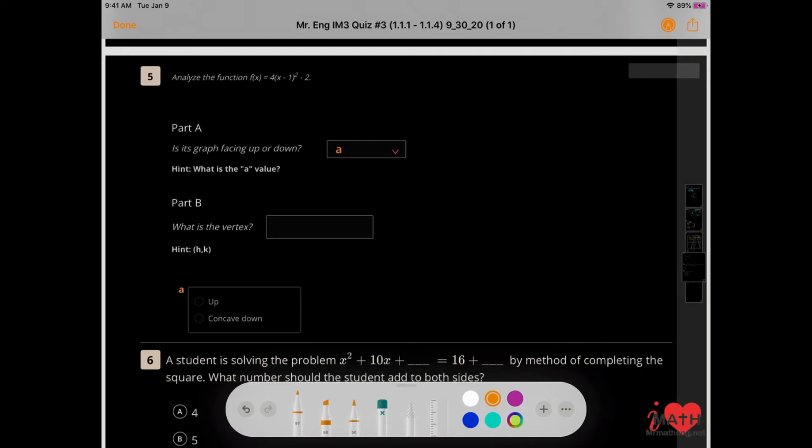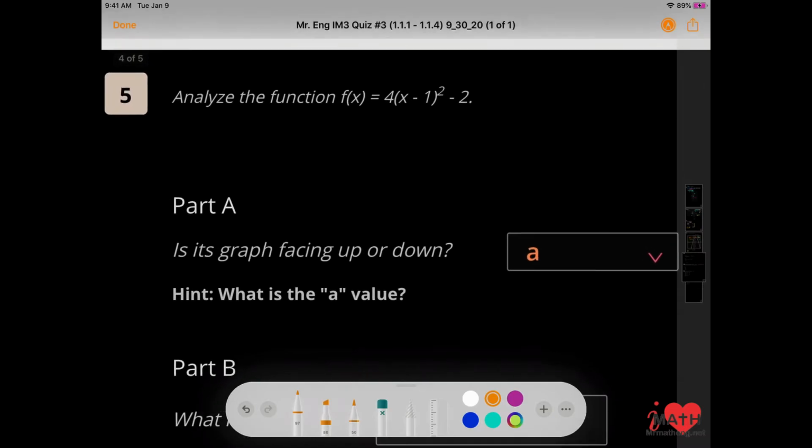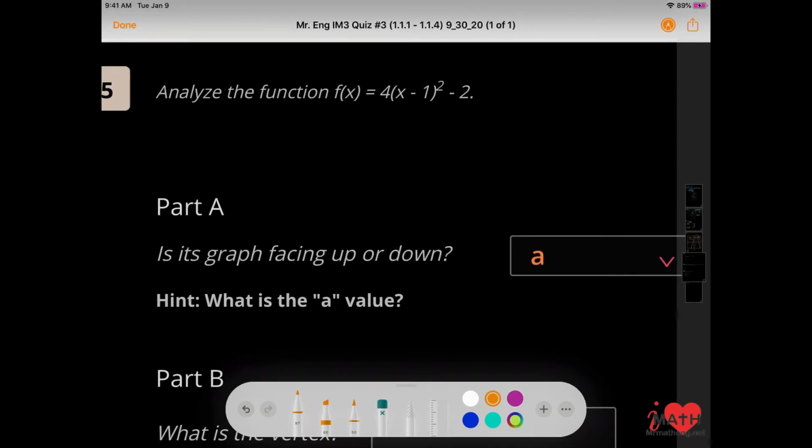All right, let's look at question number 5 now. Analyze f of x equals 4 times (x minus 1) squared minus 2. A student asked me, what is this f of x thing? Remember, if it confuses you, you can just write y, but we're using more of the function notation, it's called function notation. Now you can simply just change it to a y, but it looks better. You're in Algebra 2, Integrated Math 3, that you've been doing this for quite a while.